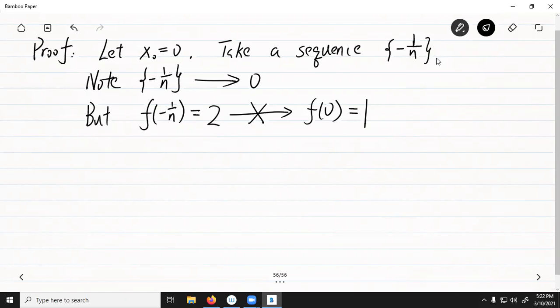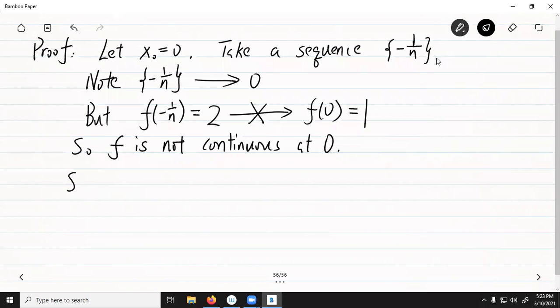So by the definition of continuity, this f is not continuous at 0. Okay. So this is the way we prove a function is not continuous at a certain point. You just need to figure out a specific sequence, right? If you want to prove it's continuous at a certain point, you need to use a general sequence.